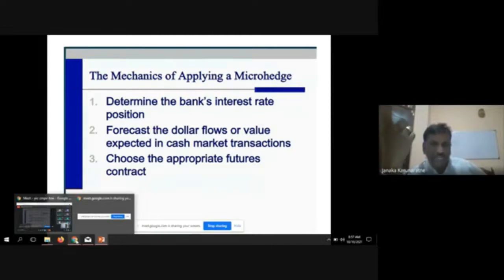So now the risk is the opposite taking place, that your cash flows will be affected due to interest rate changes that you don't realize. So now select the appropriate futures contract. Okay, now, for example, can someone give an example?